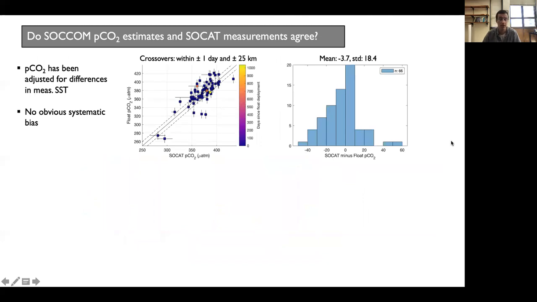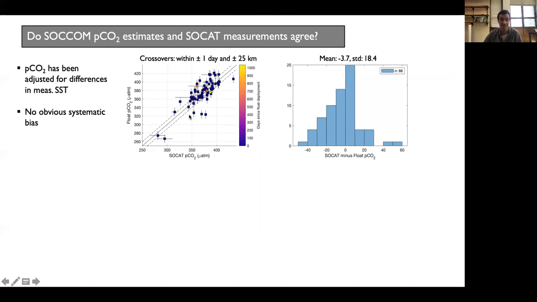So I have updated some of these crossover comparisons. This is using SOCAT v2020, so not updated with the most recent version that came out, I think, a week ago, but still with quite a bit more data than those early studies. And when I look at crossovers, so any float PCO2 that's within plus or minus 1 day and plus or minus 25 kilometers of SOCAT PCO2 underway measurements, I get, this is the one-to-one plot shown on the left, colored by days since first deployment.